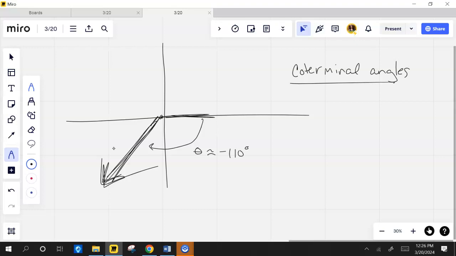Positive what? Do something. Do what? Tell me what you're going to do.